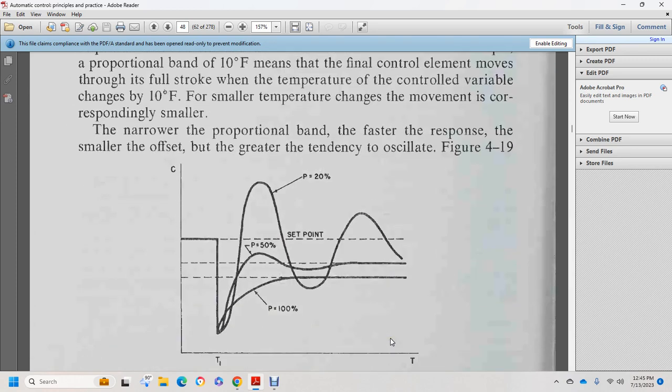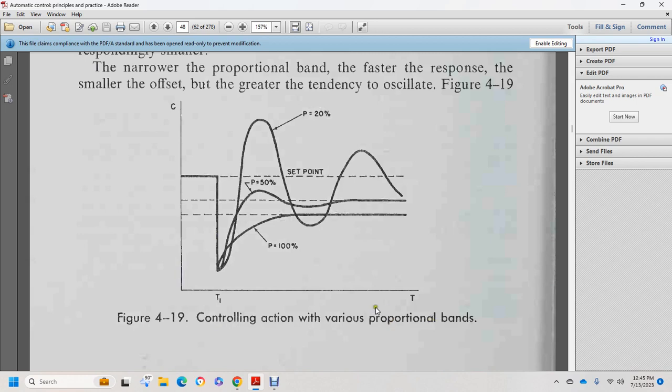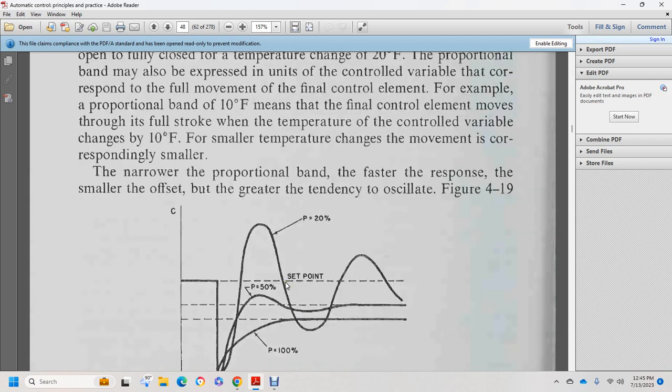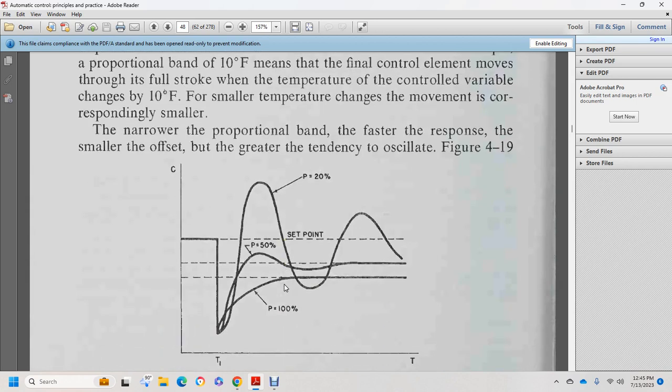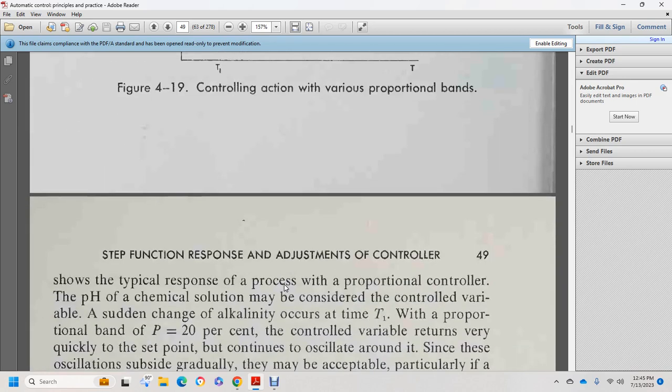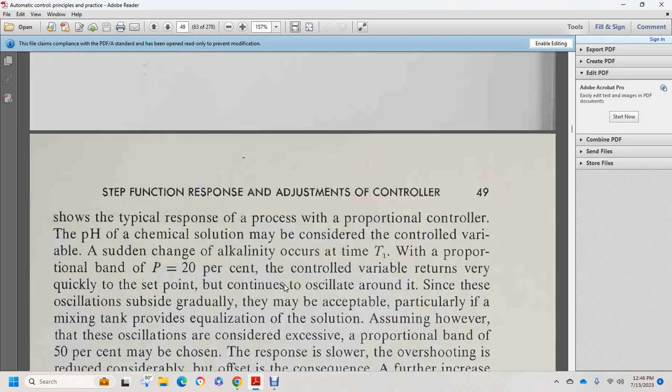Figure 4.19 shows the controlling action of various proportional bands and a typical response of the process with a proportional controller. Consider a chemical solution where the control variable is the alkalinity. In the curve for time one, the proportional band is equal to 20% of the control variable. The variable returns quickly to the set point and continues to oscillate around it.